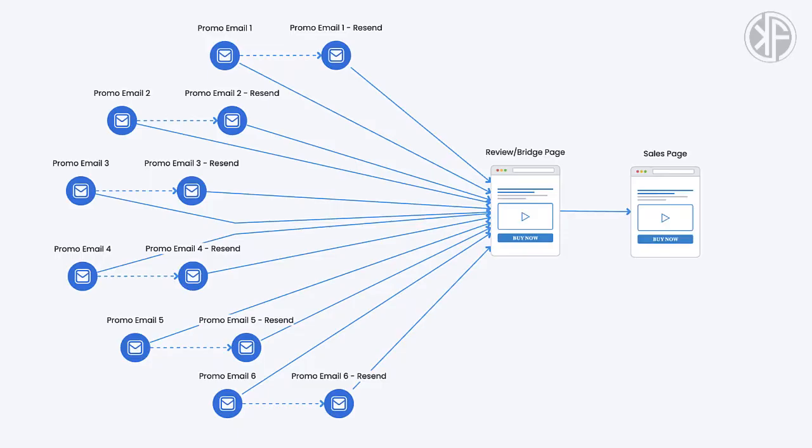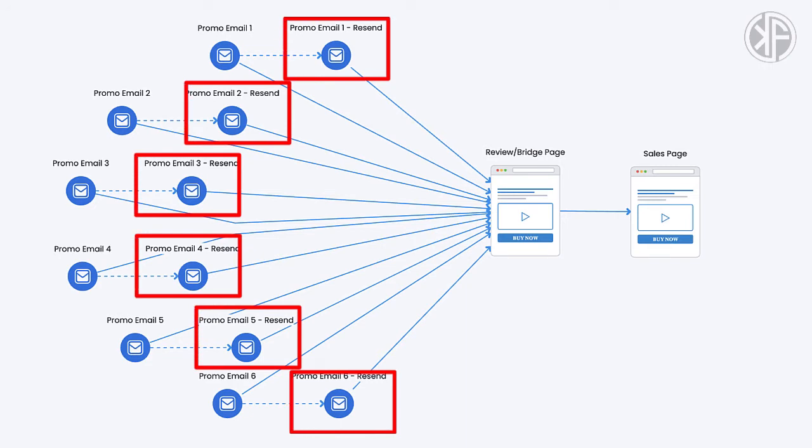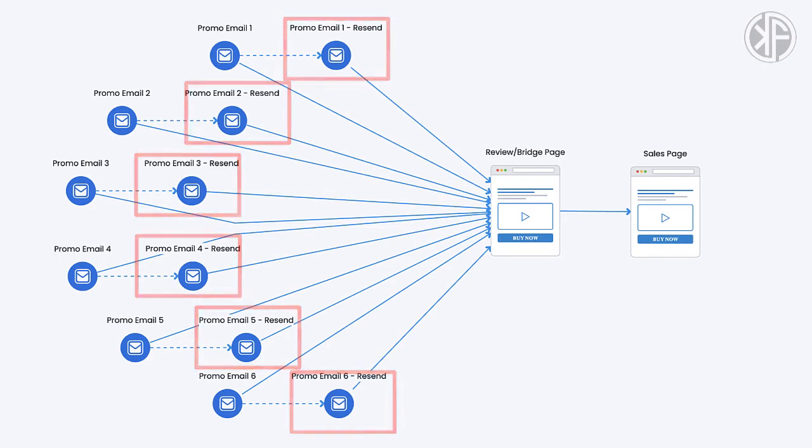Why so many emails? Well, people are busy. Not everyone will see your emails. The way I set up my follow-up emails is to do an automated resend if the recipient doesn't open up my email the first time. This is an advanced tactic, so don't worry if you're not familiar with how to do it.